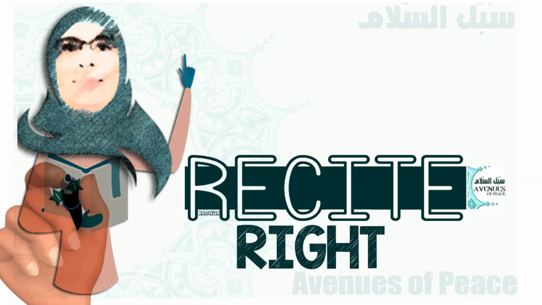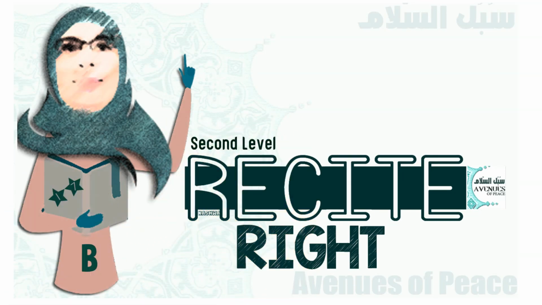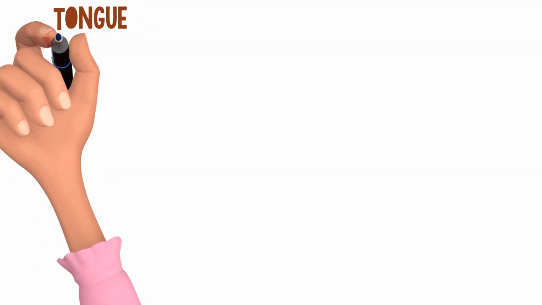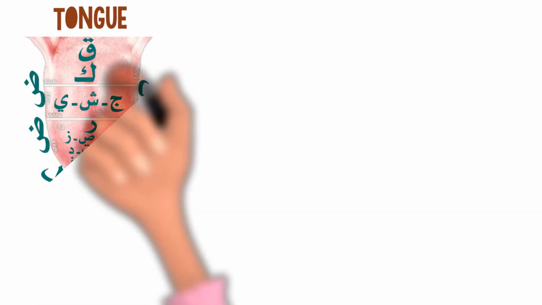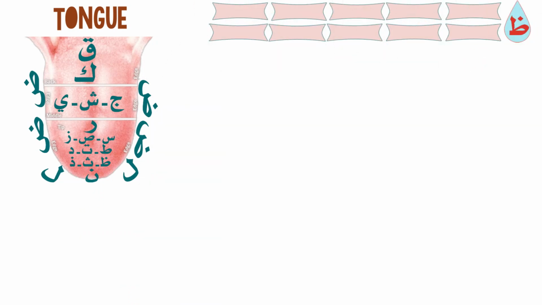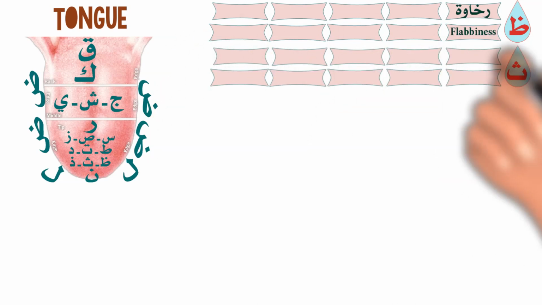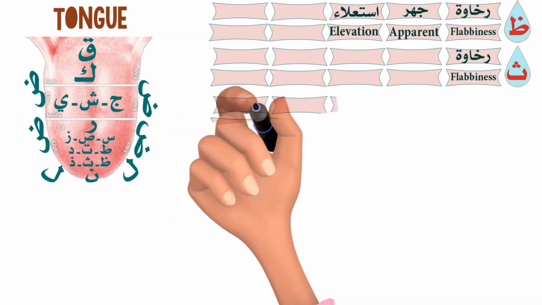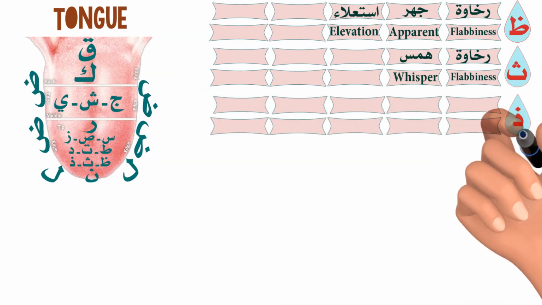Now we'll continue on the next minor articulation point in the tip of the tongue, which has three letters: tha, the, and dhal. The tha characteristics are رخاوة, flappiness, جهر, apparent, استعلاء, elevation, إطباق, addition, and إصمات, resistance.